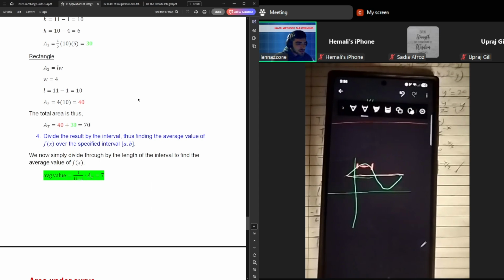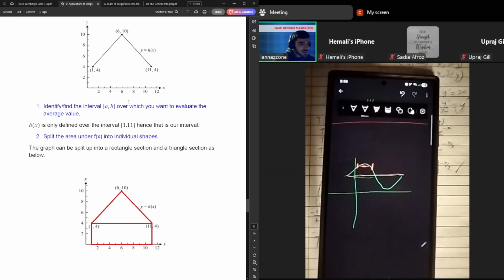All you do to complete the average value equation is to divide through by the length of the interval. In this case, the interval is from 1 to 11. Remember, we always look horizontally for our interval. You can think of it basically as just domain.